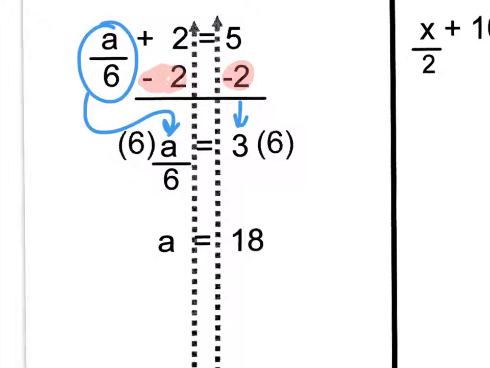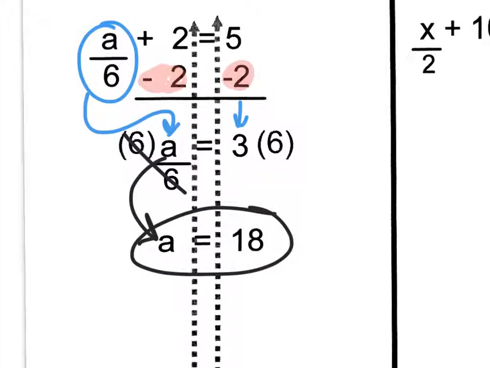Yes. Here, my a is being divided by 6. So my second step in this equation, to get a by itself, is to multiply both sides by the denominator. Okay, so I multiplied both sides by 6. When I did that, my 6s canceled out, and all I was left with was a. And looking on the right side, 3 times 6 is 18, so that was my final answer. How did I know I was done? How did I know I couldn't go any farther?